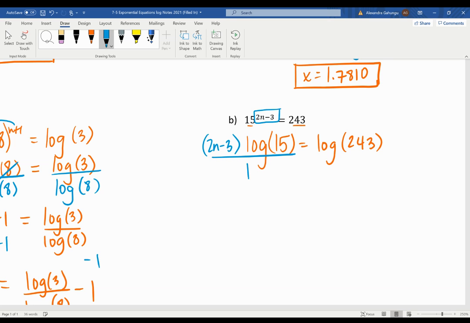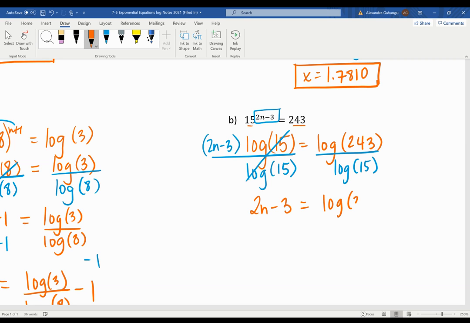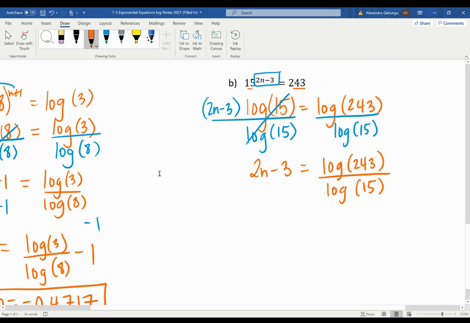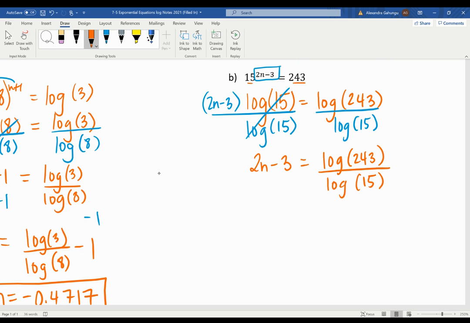So I want to divide both sides first by the log of 15. And then I can add 3 and divide by 2. So cancel, cancel. So now I have 2n minus 3 is equal to the log of 243 over log 15. And then if we were to look at this as kind of a two-step equation here, I want to add 3 to both sides first.